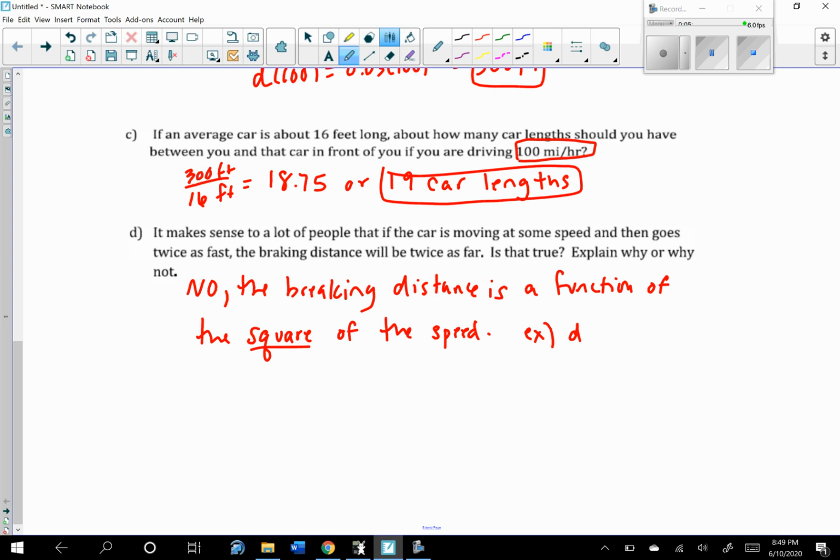So if we were to do d of 50, we would get 0.03 times 50 squared, and that gives us 75. And so double that is 100, so d of 100, we said up above that that was equal to 300 feet. And so you notice that 75, if we were to multiply that by 2, we do not get 300. So 75 times 2 is 150. So that is why this is not double the speed, because again, you're doing the square of the speed.